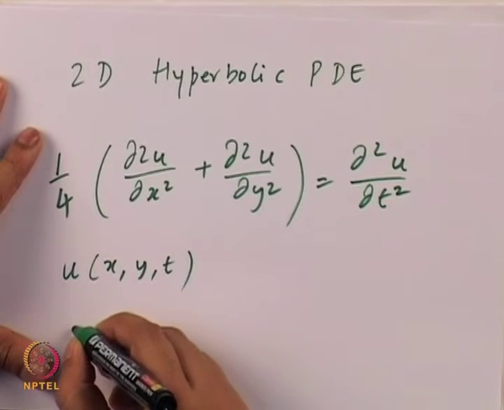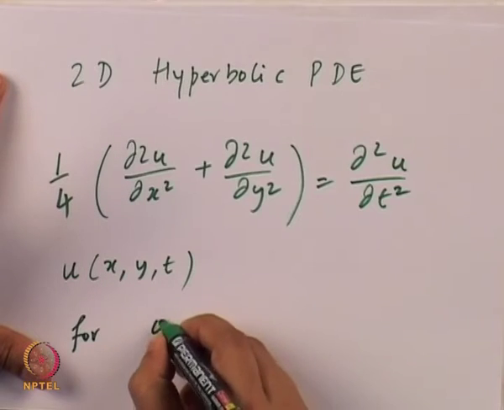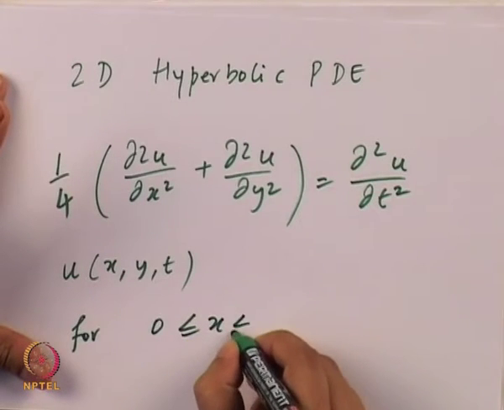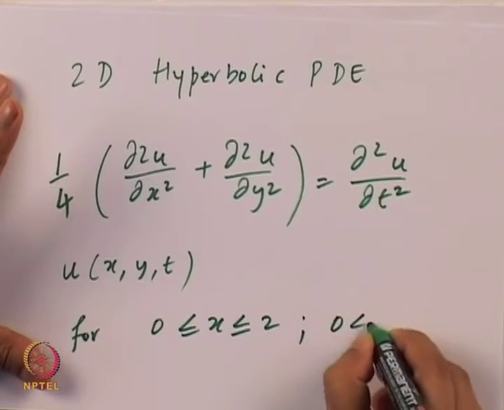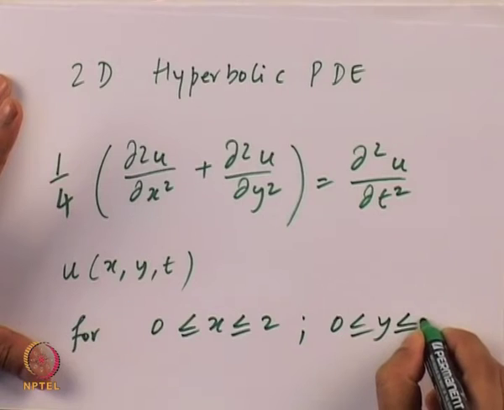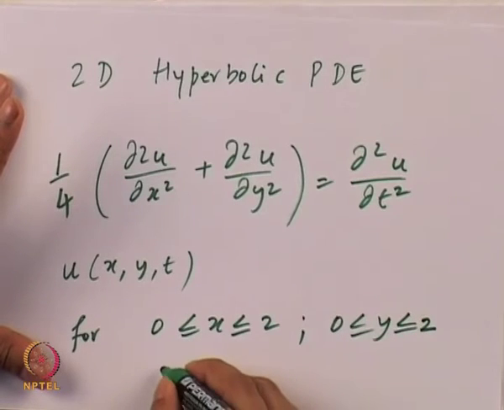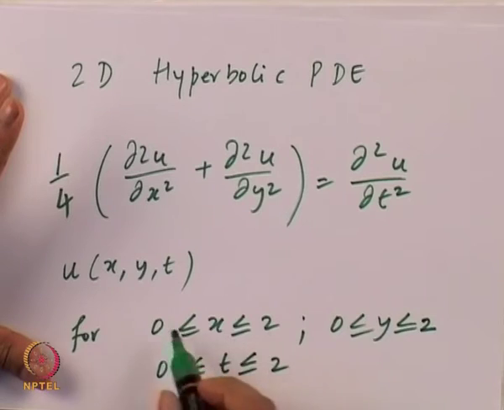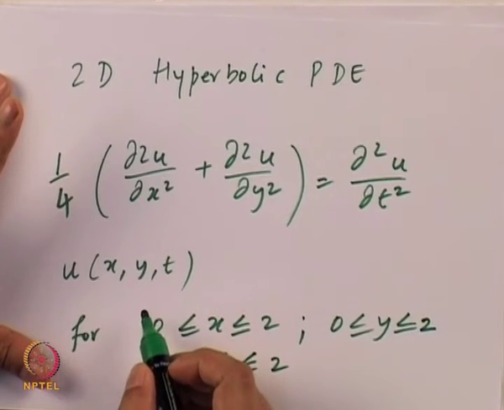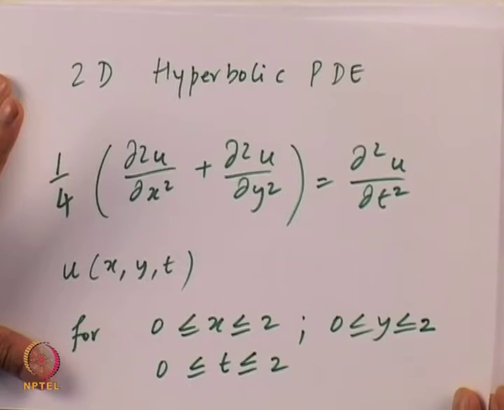We are going to solve this problem for the domain 0 ≤ x ≤ 2, similarly 0 ≤ y ≤ 2, and for time 0 ≤ t ≤ 2. So it is going to be 0 to 2 in all these variables, and we are going to have certain boundary conditions. The boundary conditions are given by these expressions.